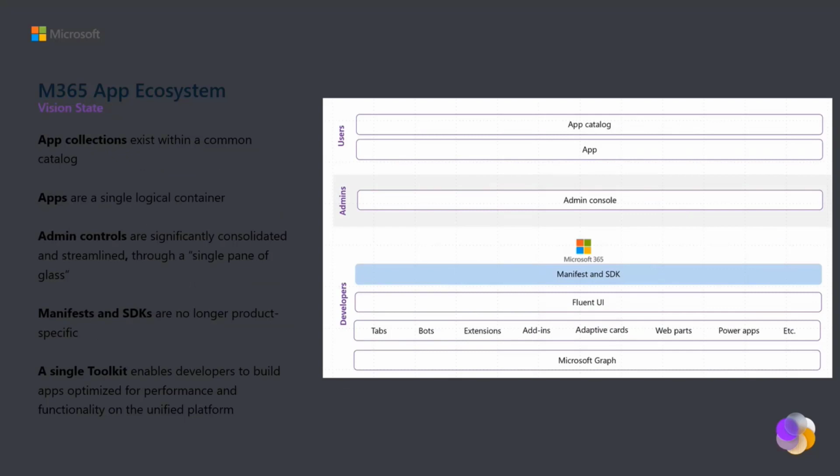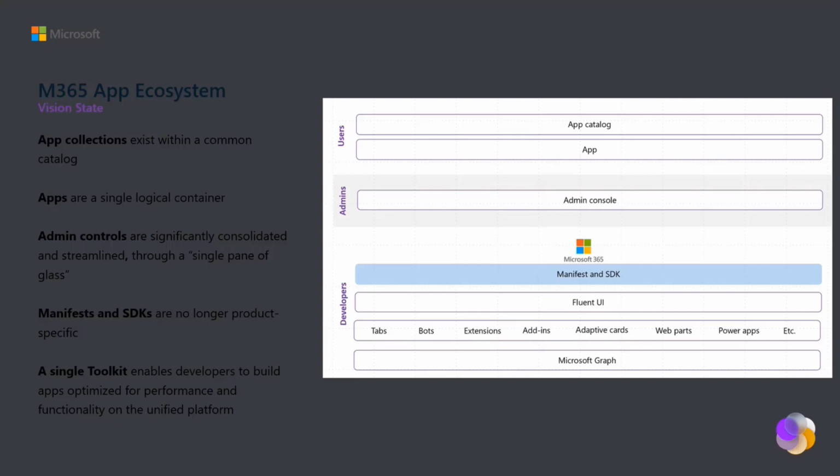So our vision state, and I will be the first to say this is not the state today, but this is the vision state that we're aspiring for, is a unified app ecosystem within Microsoft 365. We want unified app collections in a common catalog so that there's consistent UX discovery for users. And as we get into monetization and commerce, there's a single point of payment and a single point of entry.